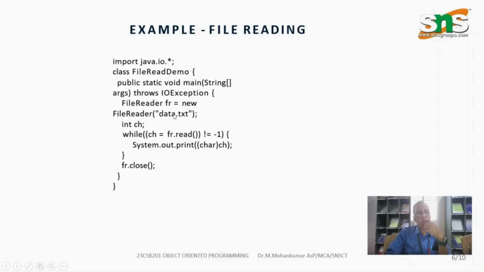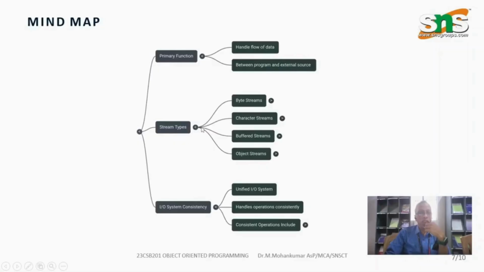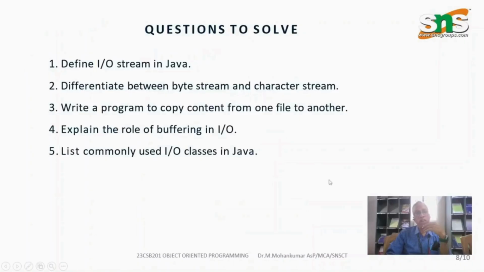From the text file, we are going to do the file reading process. If data.txt has some information, it will be displayed here, and that is the output of our program. This is a simple mind map to keep in memory. The primary function is to handle the flow of data between the program and the external source. Then stream types: we have four different streams, which we already discussed: byte stream, character stream, buffered stream, and object stream. Then I/O system consistency: the unified I/O system handles operations consistently.